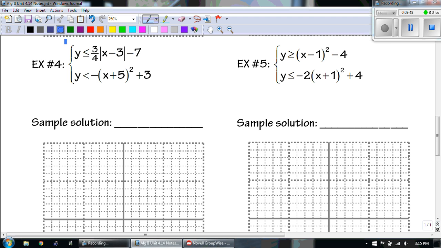All right, number 4, let's see if you can graph, just graph the top one. Make sure you realize what type it is, write down your information and graph it, and then we'll do the second one together. Pause the video, and good luck.